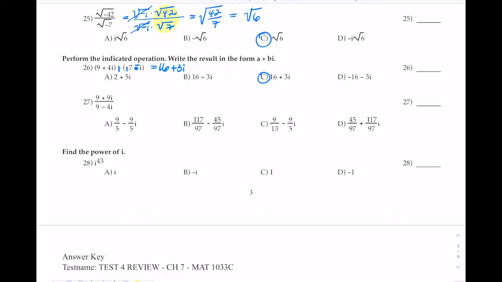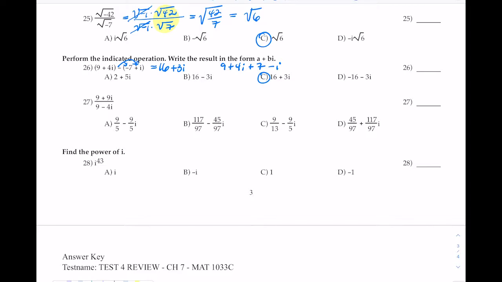Okay, if you don't like changing signs, if that confuses you, really that's what we're doing. You can think of it as this. If I rewrite it over here, 9 plus 4i, and then you're distributing the negative, that would turn into a 7, and then distribute the negative, that would turn into a negative i, and then just collect your terms. So 9 plus 7 is 16, and 4i minus 1i is positive 3i.